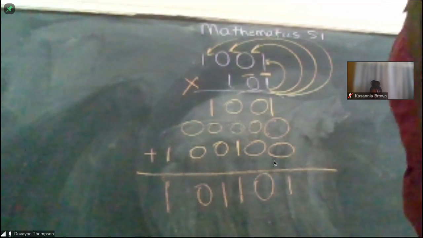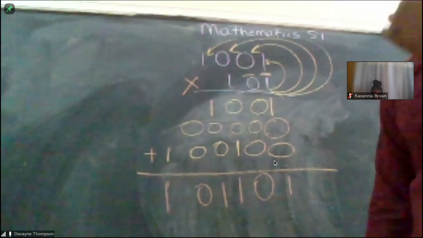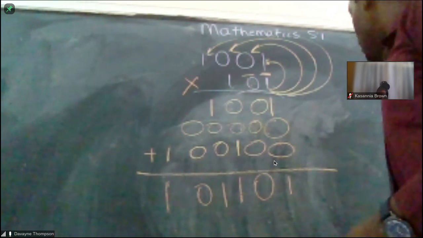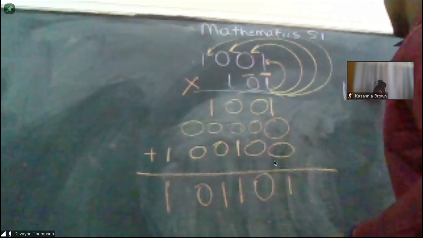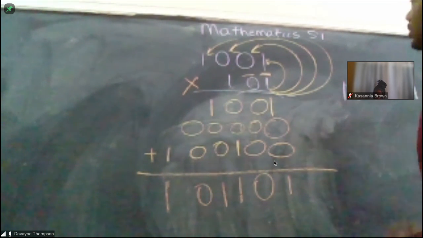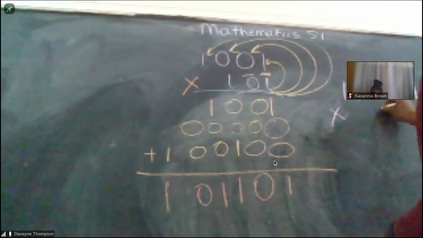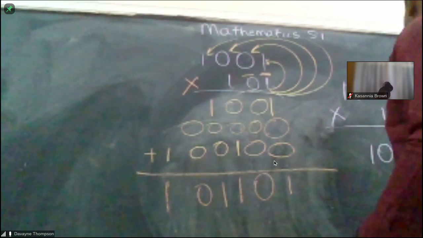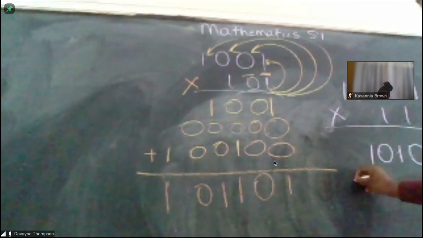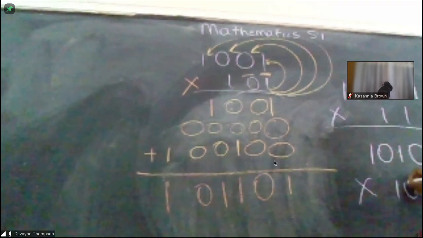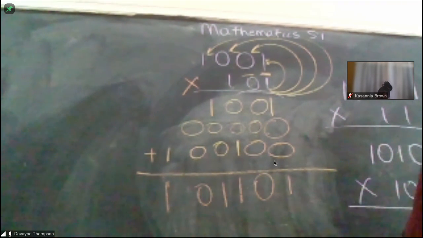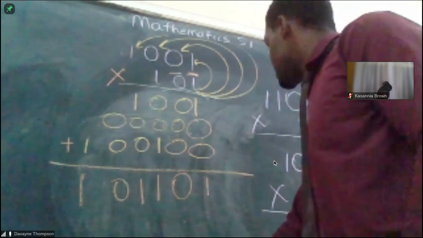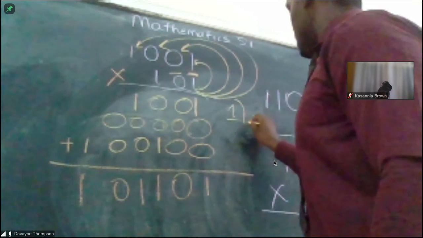I'm going to give you 2 examples to do for homework. Alright? The first one, you're going to find out what is 11001 multiplied by 111. And then what is 101011 multiplied by 1001. Those 2 for homework for me. Let me go over for you. So this is question 1. And this is question 2.